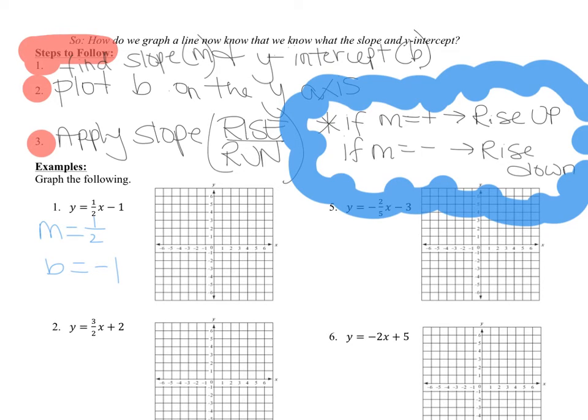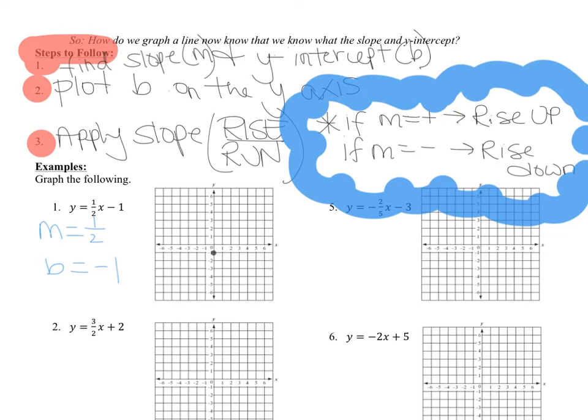Alright, so step 2. It says plot b on the y-axis. Because I'm using my iPad to record this video, everything might be a little off, so you just have to do the best that you can. b is going to go on the y-axis. So I'm going to plot -1 on the y-axis, which is right there. Let's see if I can get that a little more exact. Nope, one more time. There we go. Plot b on the y-axis, which is -1. Okay, that's the first part.